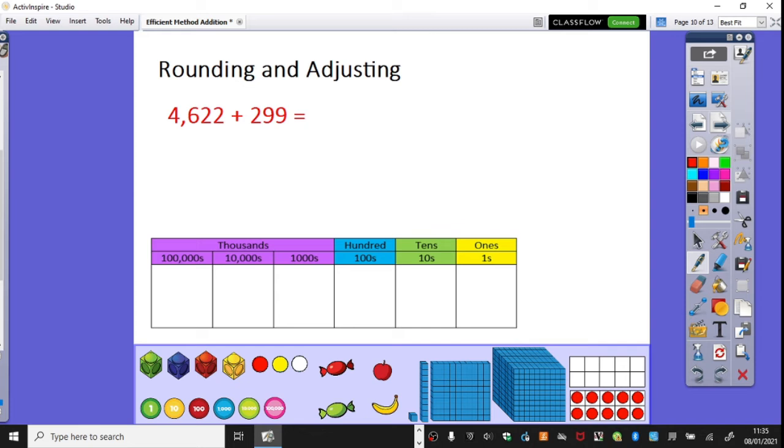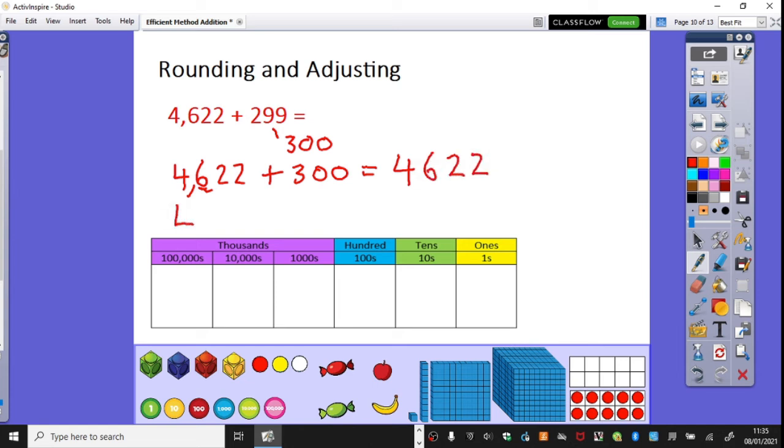And finally, rounding and adjusting, something we've looked at before, so hopefully we'll be able to be quite quick at this one. We can see that 299 is very close to 300. So we are going to do 4,622 add 300. So we're adding to this hundreds column here, equals 4,622. However, we've added on one too many. So if we take that one off, we're going to be left with 4,000.